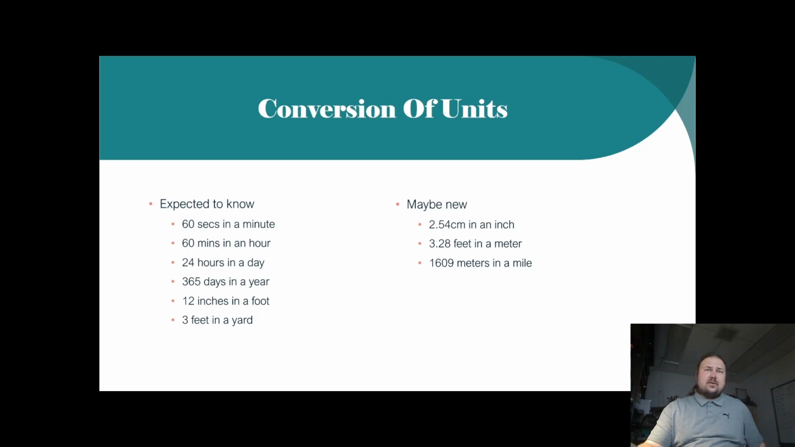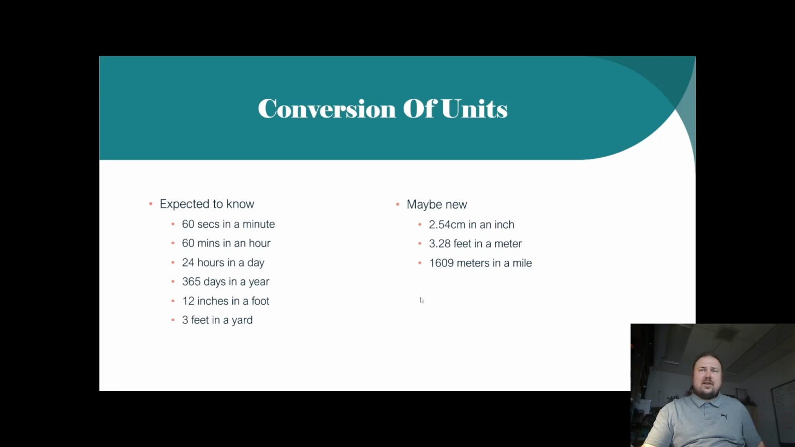So there's some things that I do expect you to know going into this course, and some things that are probably new. Some of the things I expect you to know would be that there are 60 seconds in a minute, 60 minutes in an hour, 24 hours in a day, 365 days in a year, that there's 12 inches in a foot, and that there's 3 feet in a yard. So these are mainly the common ones that we see here. I'm assuming that you know these ones out.